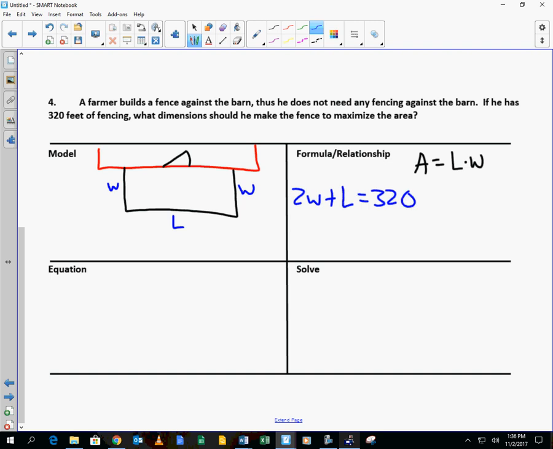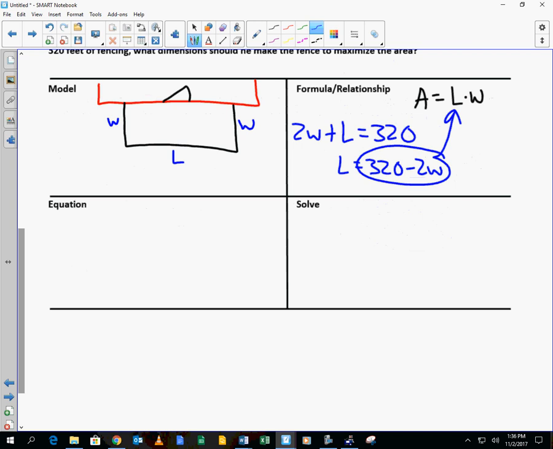Sweet. Now again, you have the choice of whether you would like to solve for l or for w. I think it's easiest to solve for l, so that's what we're going to do. L is equal to 320 minus 2w. So now I don't just have an equation, I have a function. A function, meaning I have area in terms of one variable, width, is equal to 320 minus 2w times w, or area in terms of w is 320w minus 2w squared.